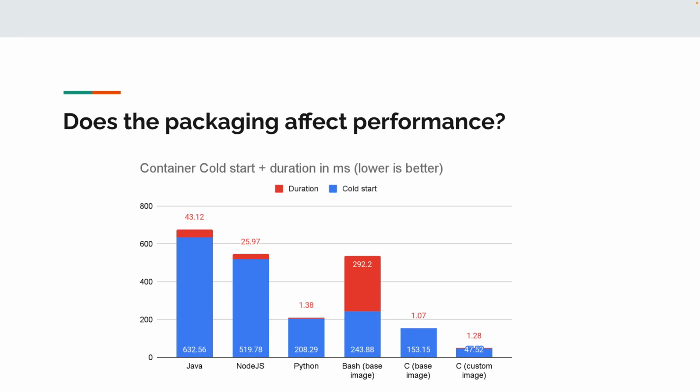So the question is, how does the packaging affect performance? Okay, and I don't think you will remember the numbers I said before, but there are a couple of things that need to be unpacked here. The first three on the left are the images using the container image provided by AWS out of the box. I'm not doing anything different. And the other three are slightly different. The fourth one and the fifth one are Bash and C respectively. They are using the container image provided by Amazon.